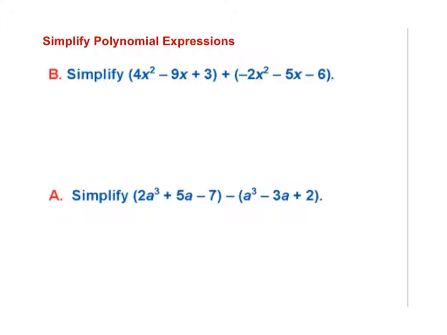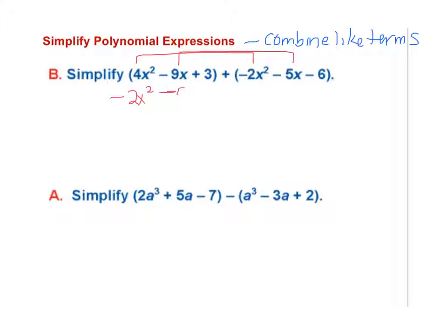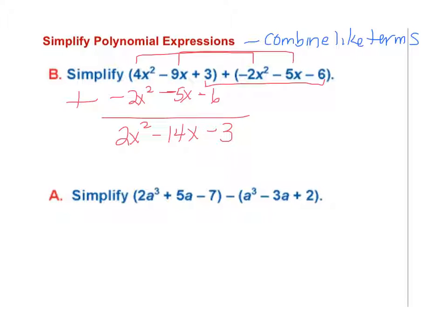Simplifying polynomial expressions, another way of saying that would be combine like terms. Okay, so on this one, what I do that works out really well is just line up the terms that are alike. So I'm going to put the -2x squared underneath that. These are like terms, and these are like terms. And then I'm just going to add them. So this is going to be 2x squared minus 14x minus 3, and you're done. There's no equal sign, so you're just simplifying an expression. You're not solving for x.